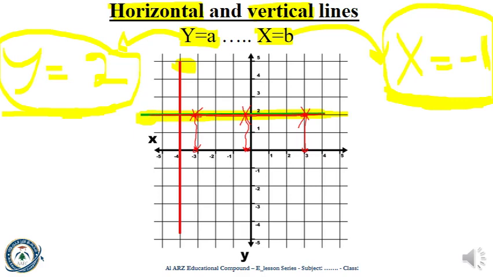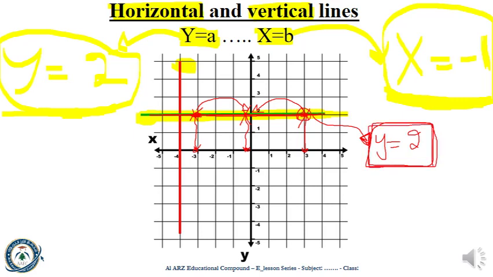What about the y of this point? What is the ordinate of this one? It's 2, right? What is the ordinate of this point? It's 2. So this is what's so special about this line. Any point on this line has the ordinate 2. So this is why we call it y equal 2. Okay, this is the equation of this horizontal line, y equals 2, simply because all the points on this line have 2 as y. Their ordinate is equal to 2.